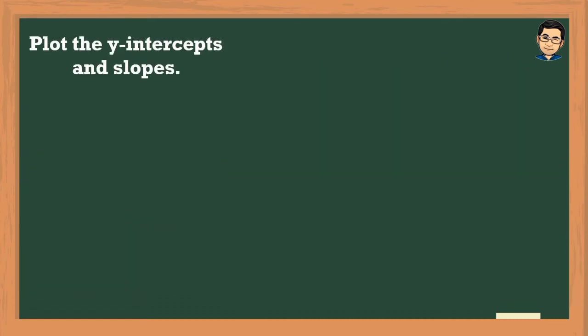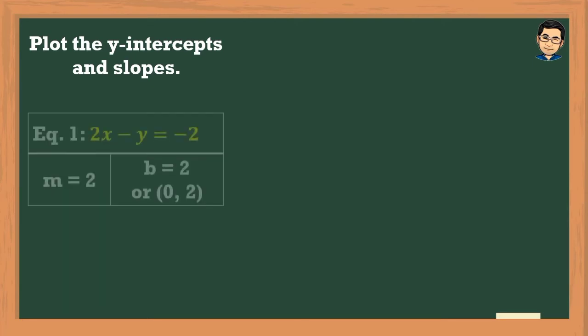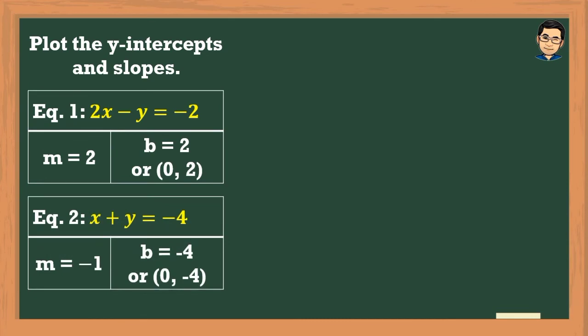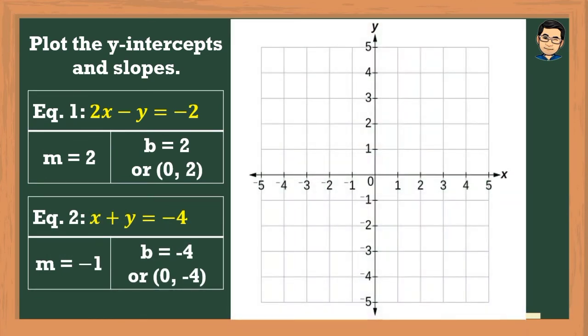So plot the y-intercepts and slopes. So kagaya ng ginagawa nating pagka-graph kanina, so, ayan po yung mga slopes and y-intercepts. And then, ayan ang rectangular coordinate plane. So, ipa-plot muna natin una yung equation 1. So, yung y-intercept ng equation 1 is (0, 2). So, ayan po yung (0, 2).